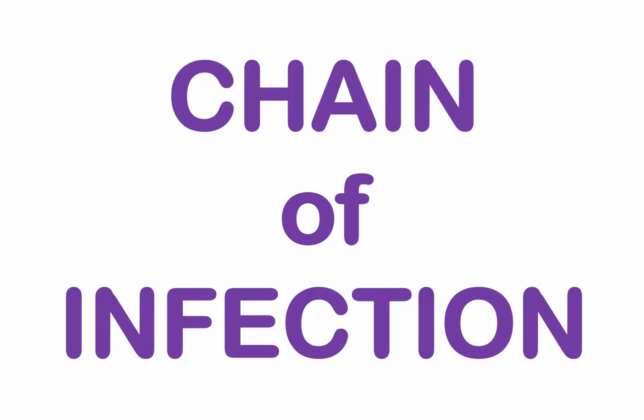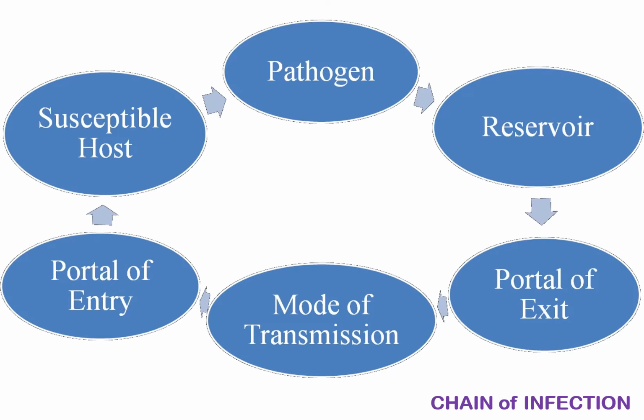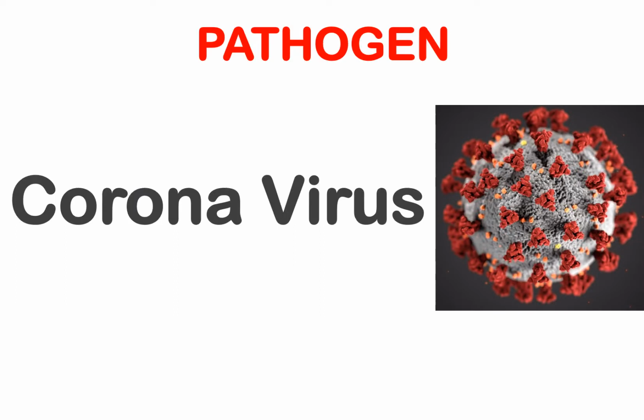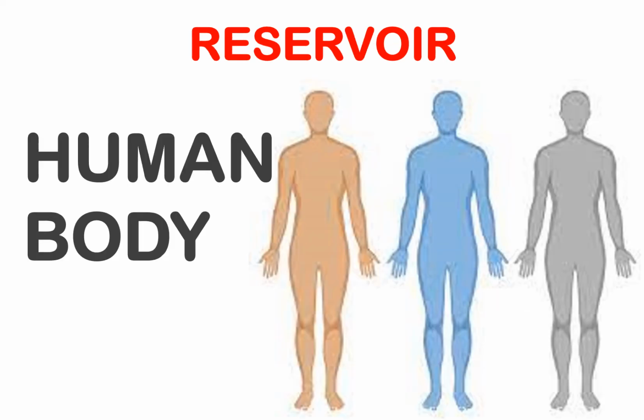Let us now have an in-depth understanding of COVID-19 through its chain of infection. Do you remember this from our previous lesson? Let's talk about it one by one. The pathogen that is causing COVID-19, as what I said earlier, is the coronavirus, while the reservoir is the human body. The virus attacks the respiratory system of a person, and it is where it stays inside the body of a person.